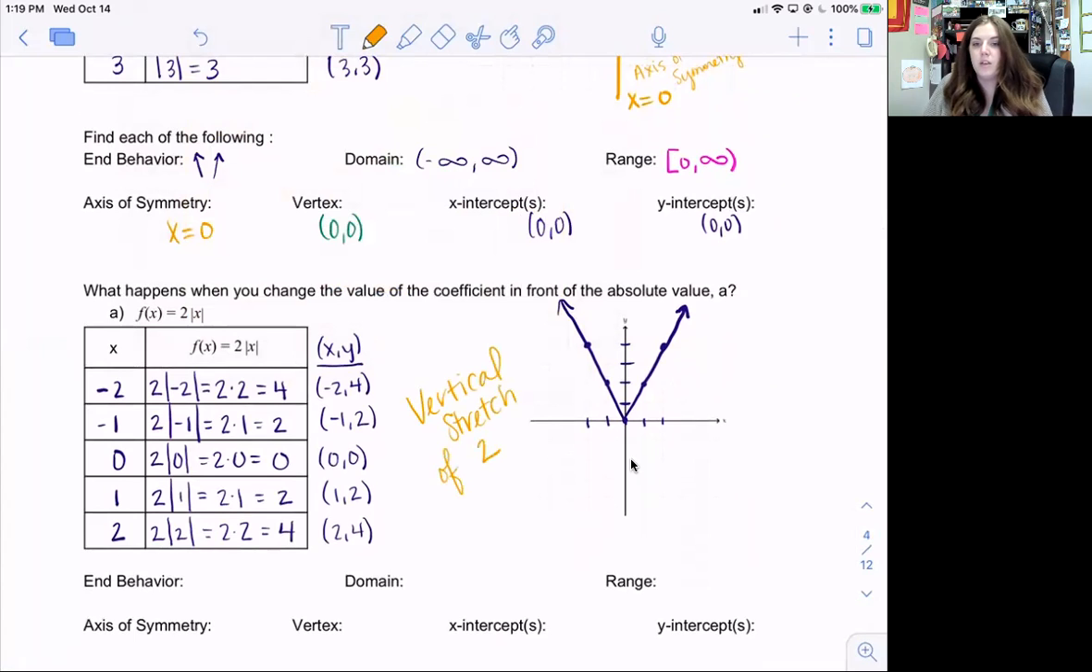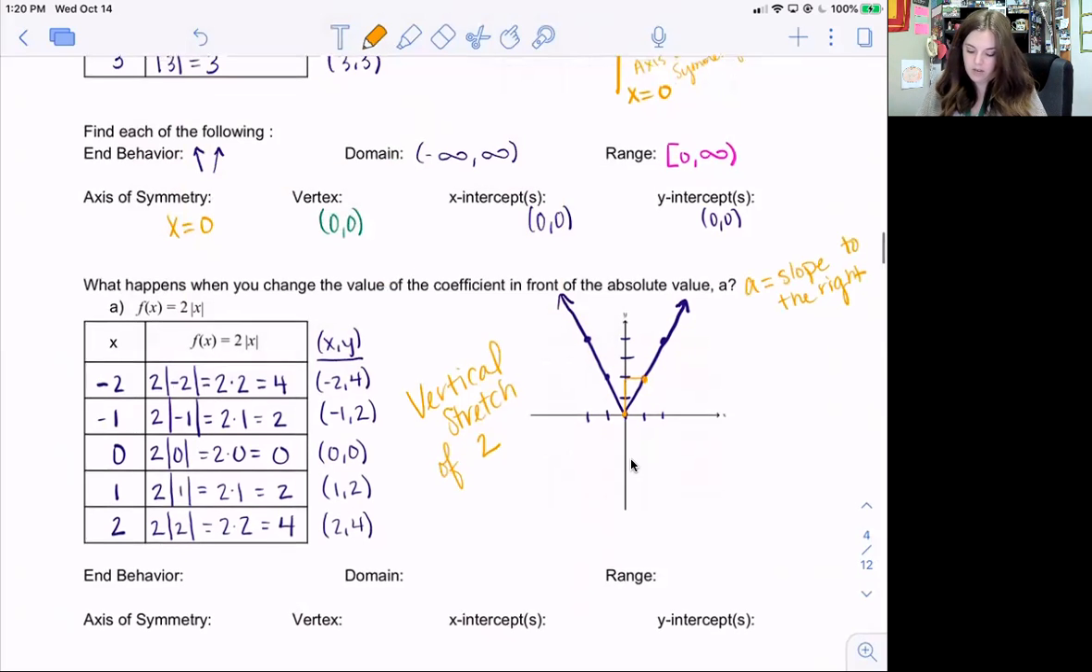Something we can look at: if we start at our vertex, 0, 0, how do we get to this point here? Well, we would go up 2 and to the right 1. So our a value equals the slope to the right. And then we use our axis of symmetry to reflect to get the other side of our V.